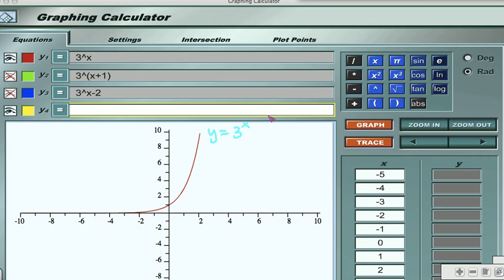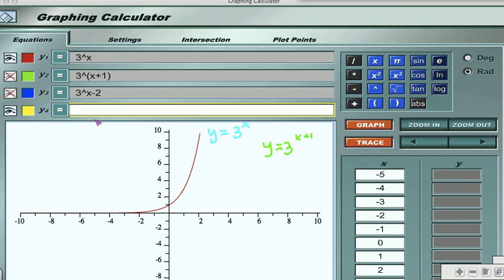Alright, so let's take a look at what happens with some of our shifts. We're going to look at x plus 1 all being in the exponent. So that'll be our second one here. So we'll have y equals 3 raised to the x plus 1. And you can write it with the parentheses or without the parentheses.